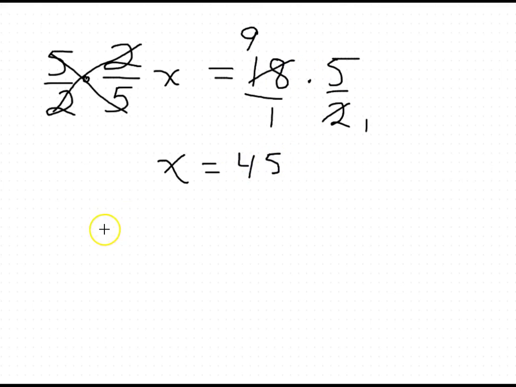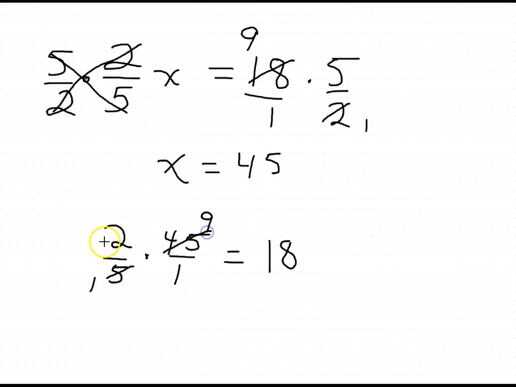Now how do I check this? I still use substitution. So it's saying 2 divided by 5, times 45 over 1. I'm just using substitution. So I would use my rules of fractions to reduce. 5 goes into 5 once, 5 goes into 45 9 times, 2 times 9 is 18. 18 is equal to 18, and yes, we did it correctly.